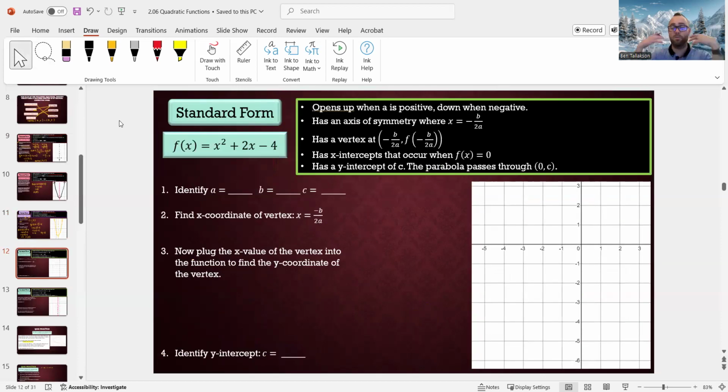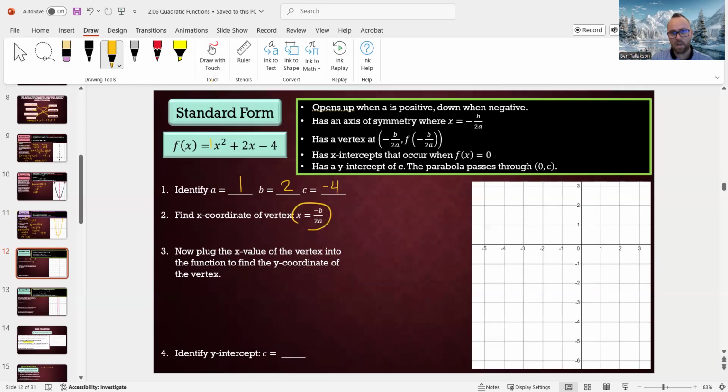And finally, standard form, probably the form you're the most familiar with. Can you fill in these blanks? Can you graph this, just like we've done in the past? Remember, a, b, and c do not involve variables. These are numbers: the coefficient of x squared, the coefficient of x, and the constant.